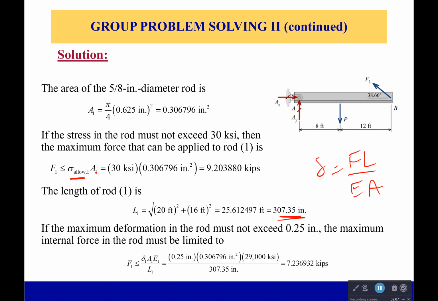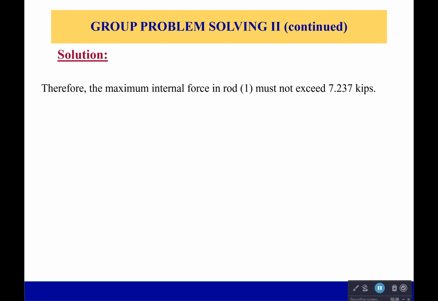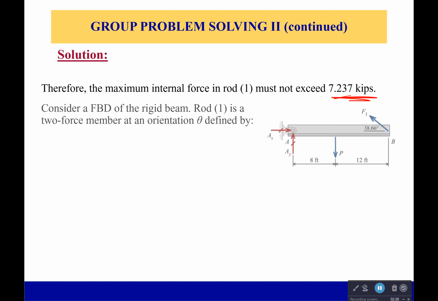And when you do that, you realize, aha, do you notice that this is far less than right here? So the stress is not going to be our deciding factor here. Instead, it's going to be the elongation. That's what's going to control this. So the maximum internal force in rod 1 can't exceed 7.237 kips. Anything less than that would be fine.